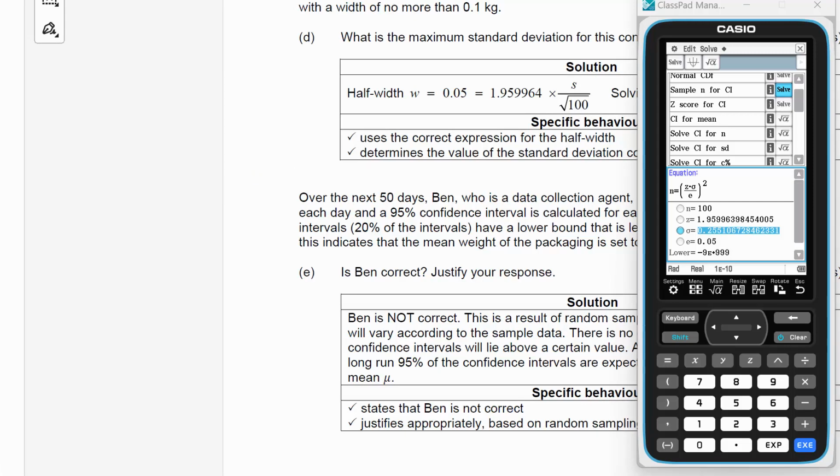So the first thing I would say is there's a natural variation in the data. A 95% confidence interval means that in the long run, 95% of the confidence intervals will contain the true mean. There's no guarantee of those confidence intervals being above a certain value, so he's just incorrect.